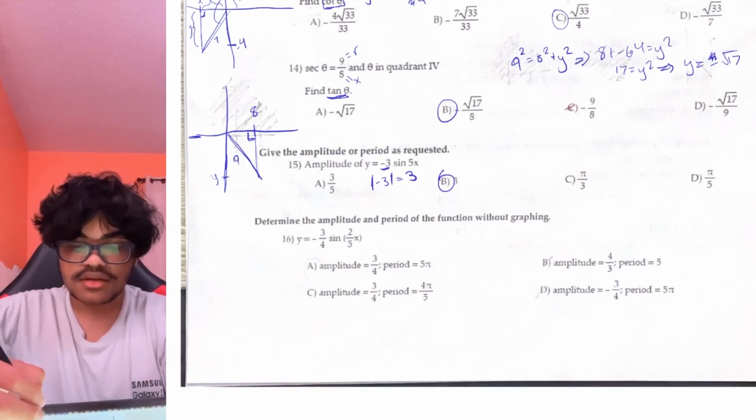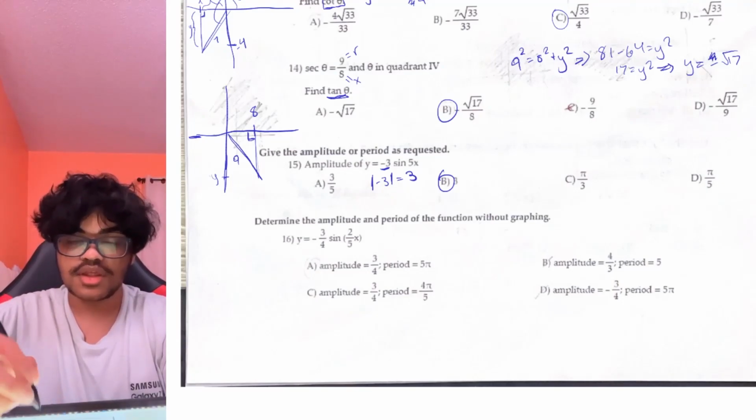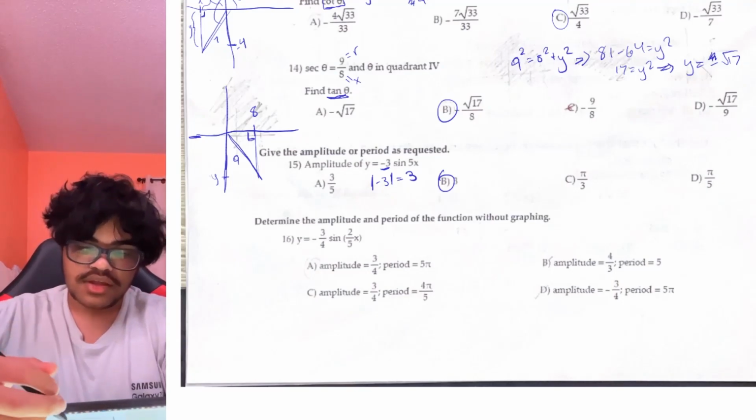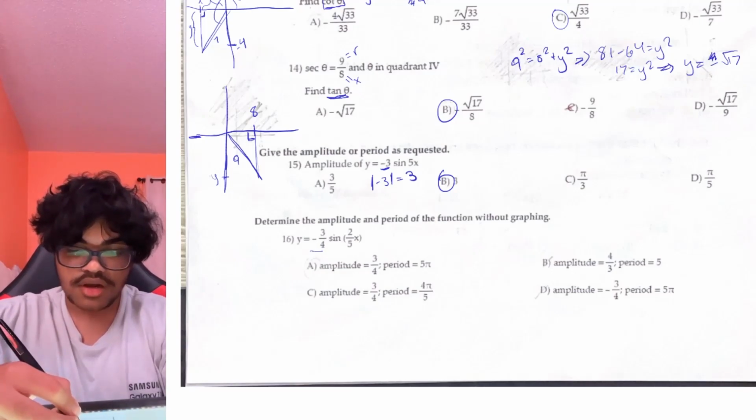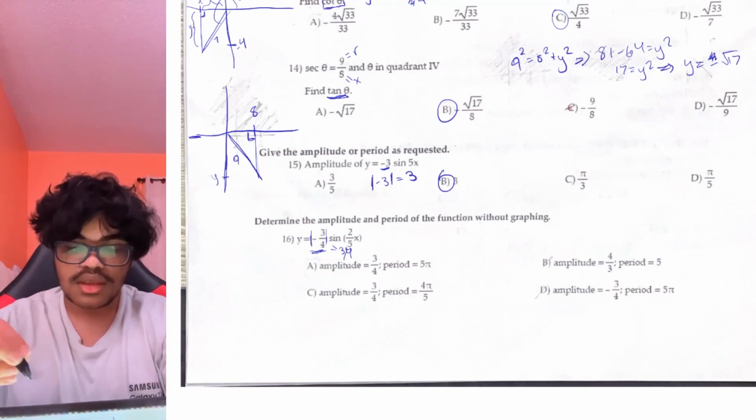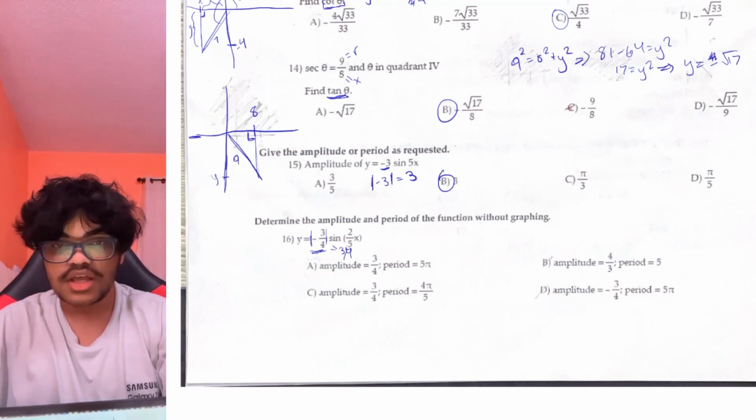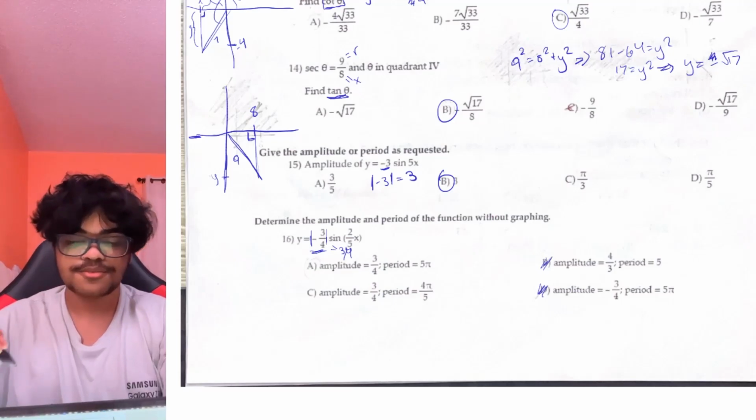Now we have to find the amplitude and period of the function without graphing. To find the amplitude, again, take this front number that's being multiplied by the sine, take the absolute value of it, and we get 3 over 4. Now, we can cross out a few answer choices just by getting that. We can cross out B and D, because these are not the right amplitudes.